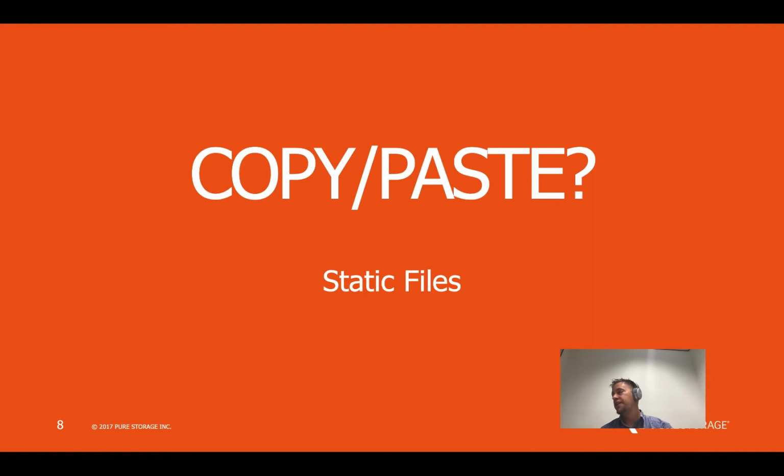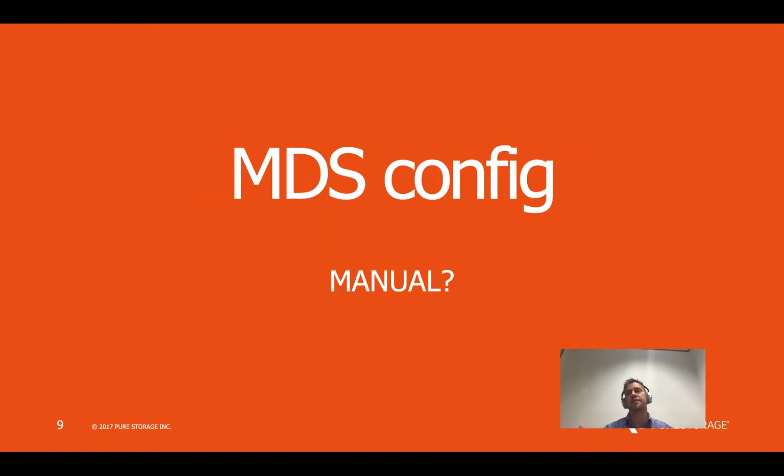Copy and paste. Everyone's done it. If you're zoning an MDS switch, you probably have a config where you create your zone sets in files, and then you add your targets and your initiators. Excuse me. And probably everybody's done this, where you have a file and you go in, edit it, update it, and then reload it. And if something breaks, you go back to that manual file. MDS: manual, painful.